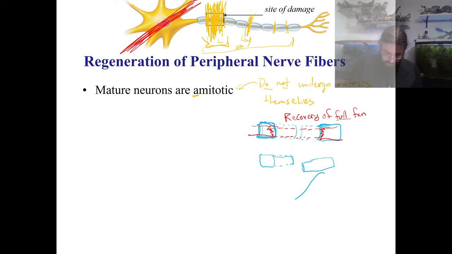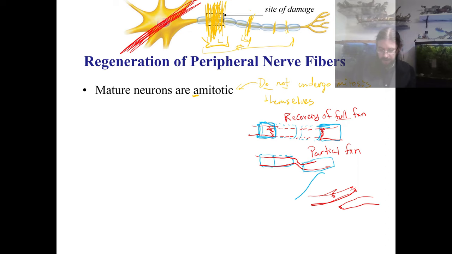Right? So here, the axon regenerates, but only a portion gets through, right? That's going to affect current flow. So that might be partial function. And this is just on an individual axon level. And then if you don't recover function, it's literally just because they missed each other. The tubes didn't guide them together. They'll never meet again.